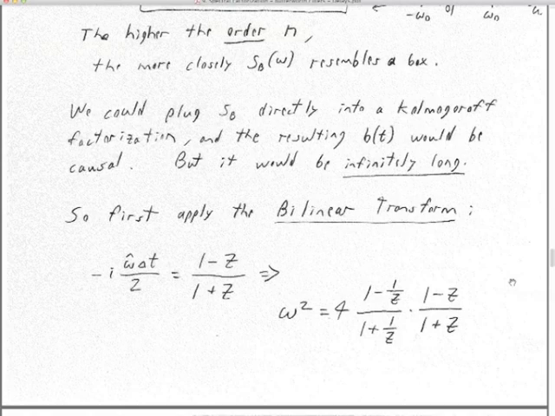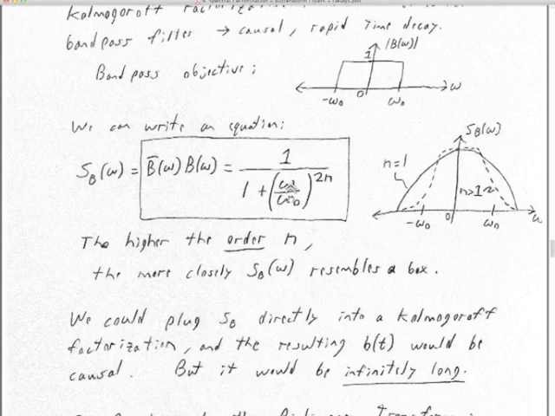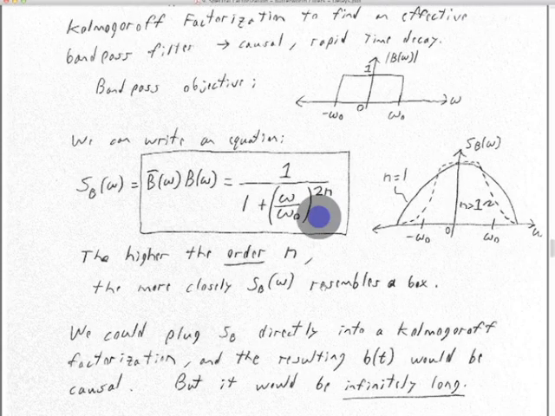So let's use all the tools at our disposal and first apply the bilinear transform. Okay, so we have omega hat minus i times omega hat times delta t over 2 is equal to 1 minus z over 1 plus z. So it's basically substituting, you know, we're substituting for omega in this equation here.